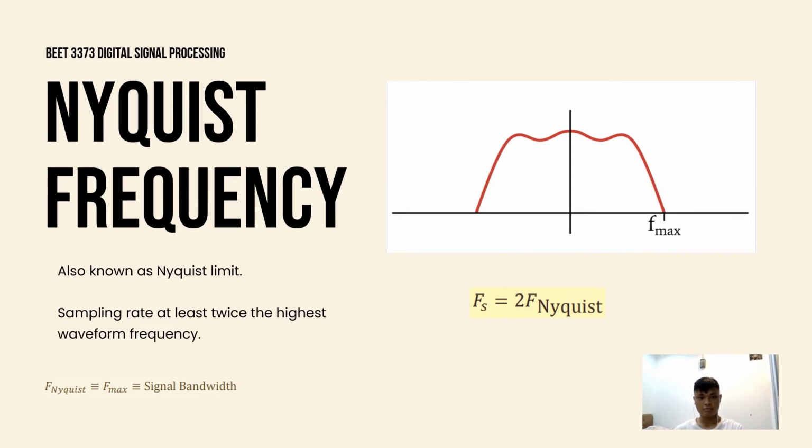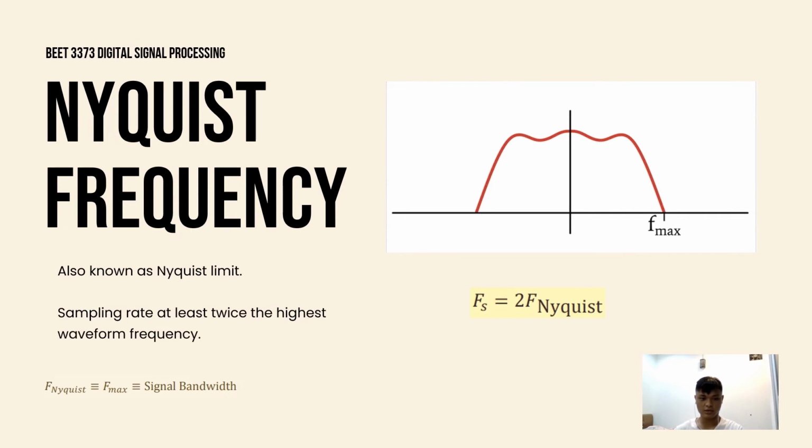Good day, sir. My name is Chie, and now I would like to present the Nyquist frequency. So what is the Nyquist frequency? It is also known as the Nyquist limit. According to the Nyquist-Shannon sampling theorem, the sampling rate Fs must be at least twice the highest waveform frequency, that is our Nyquist frequency.